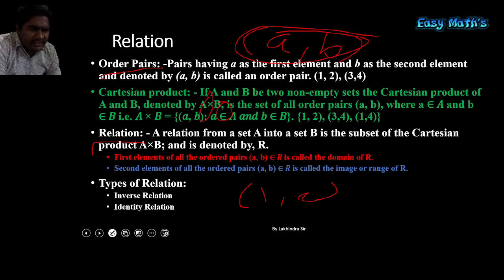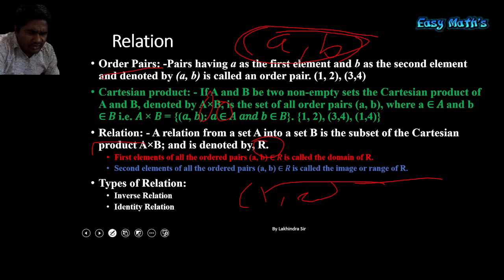Next, relation. A relation from set A to B is a subset formed from the Cartesian product. When you take the Cartesian product, a subset of it is said to be a relation, and this is denoted by R. The first element of the ordered pair from A×B is the domain, and the second element of the ordered pair is said to be the image or range. These are the basic things we have discussed.